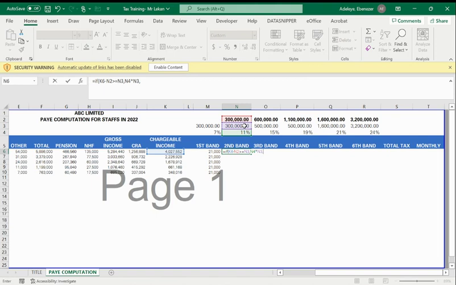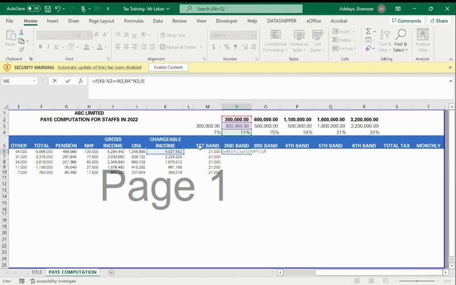Else, I want you to pay attention here. Else, if this is not the case, then we have to nest another if function because we don't want a negative computation. We don't have to have a negative figure in our computation. Just say if, another logical test.